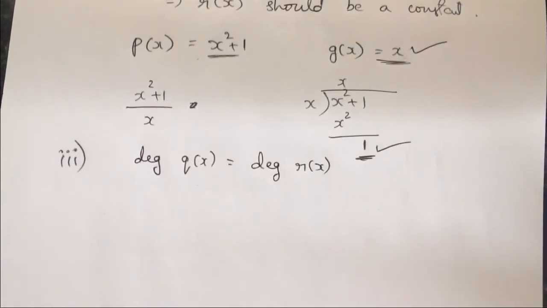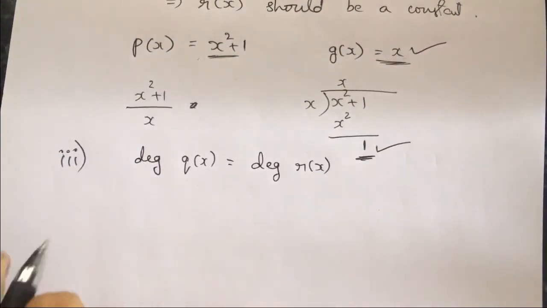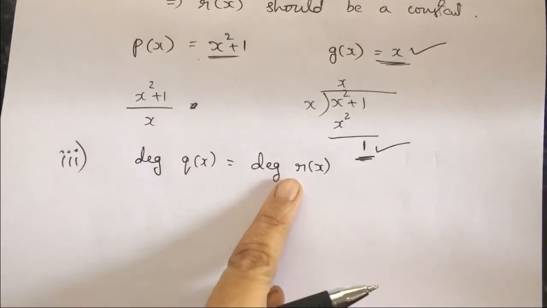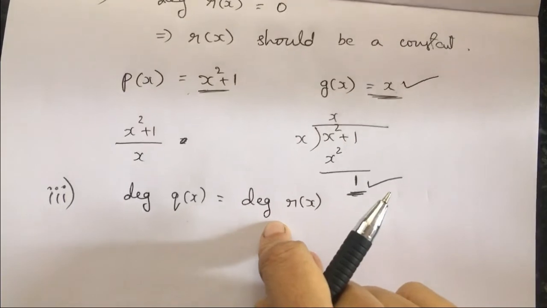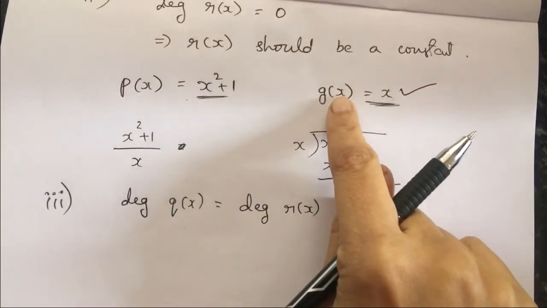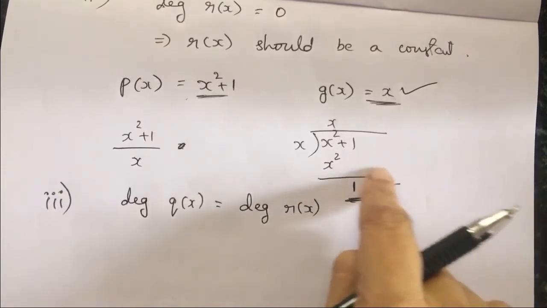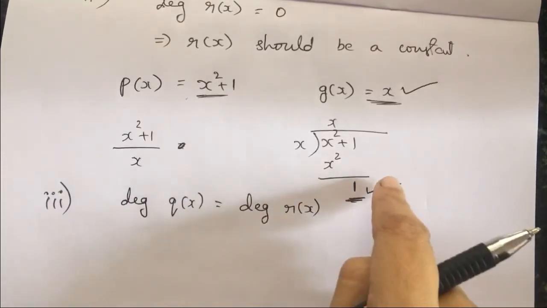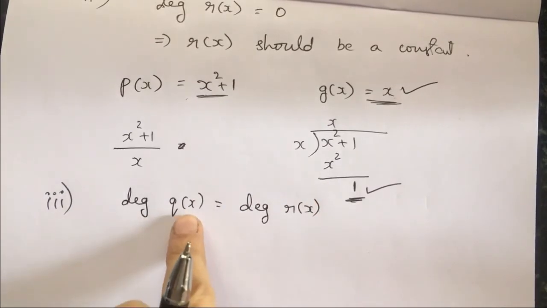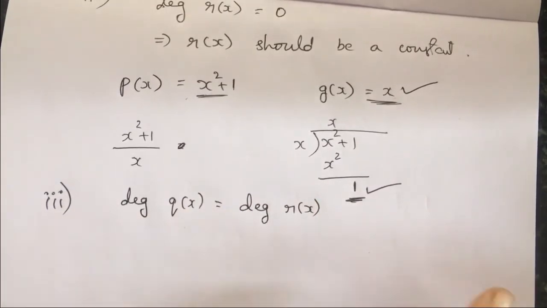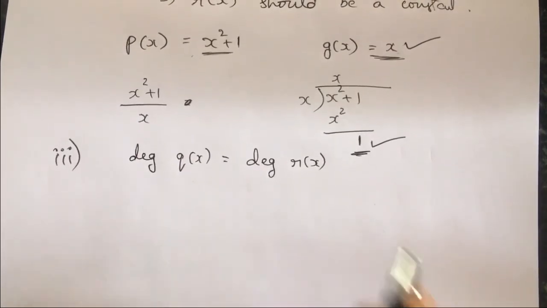So now I have to check with many possibilities here. This is possible when you divide p of x by g of x, you have to get over here the remainder r of x. That should not be the constant term, in fact, because you are taking polynomials here. So we'll try with examples and see which one works.